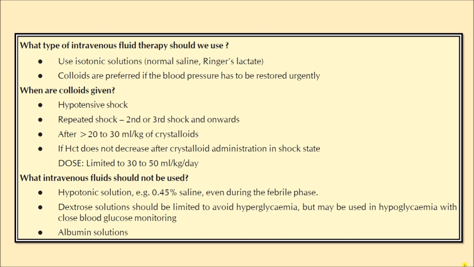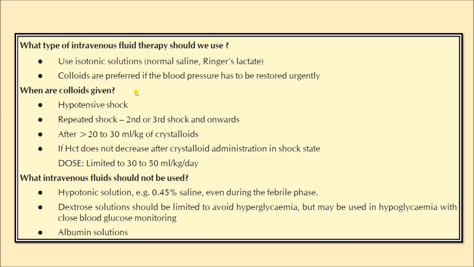What type of intravenous fluid should be used? We should use isotonic solutions like normal saline, 0.9% normal saline, or ringer lactate. Colloids are preferred if blood pressure has to be restored urgently. So dextran, Cimaxil, etc. can be used.